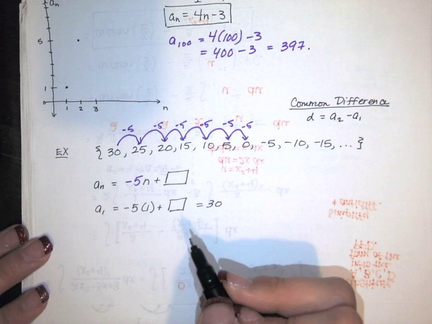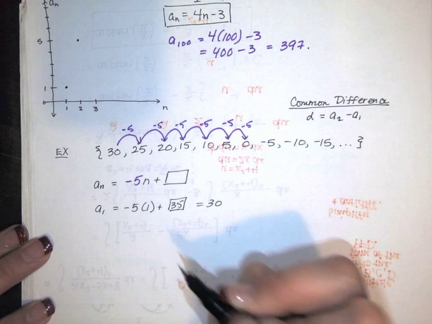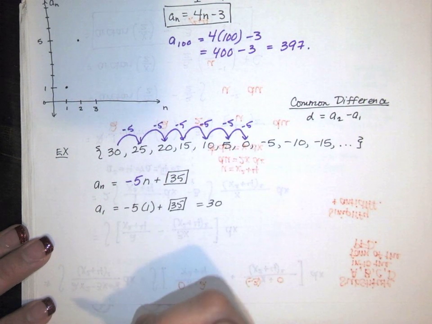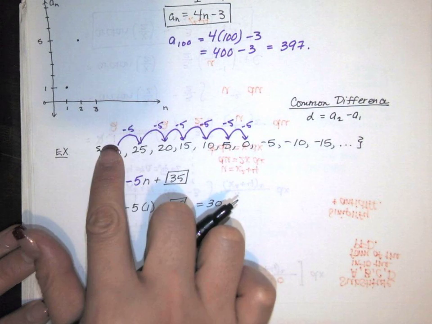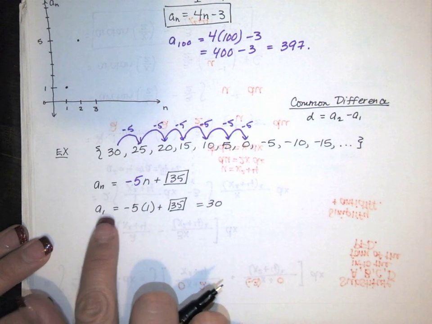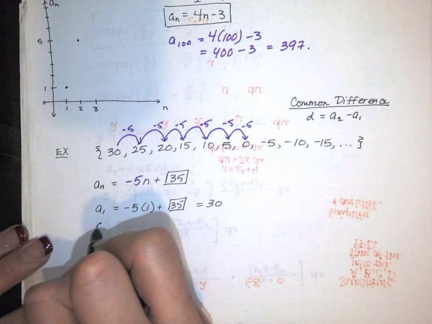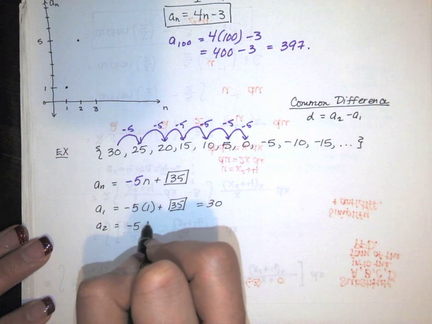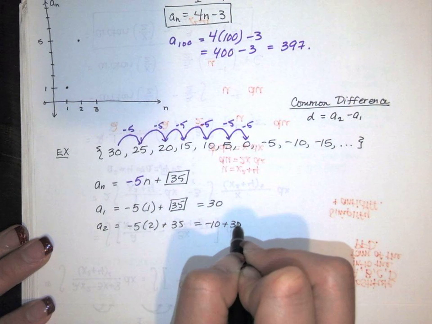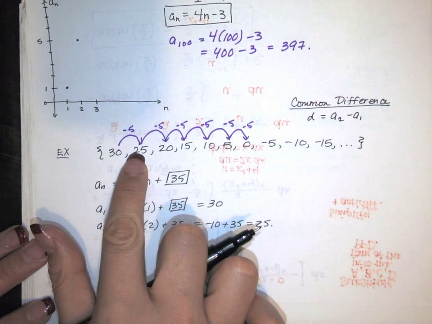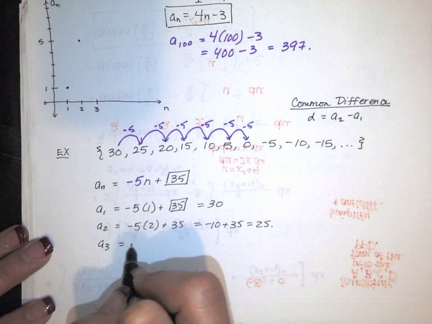Well, then I can just solve for that constant. You could call it x if you wanted to. I'm not going to call it x. I think I'm just going to call it 35. So negative 5 plus 35 is 30. So when n equals 1, I get negative 5 plus 35 is 30. Let's try the formula for n equals 2. Negative 5 times 2 plus 35. That's negative 10 plus 35. That's 25. Is that what I have on my list for a sub 2? Sure is.